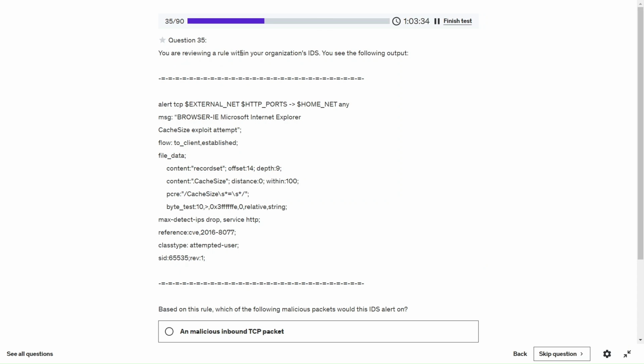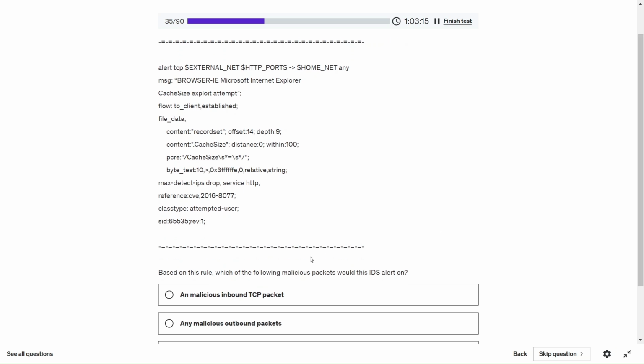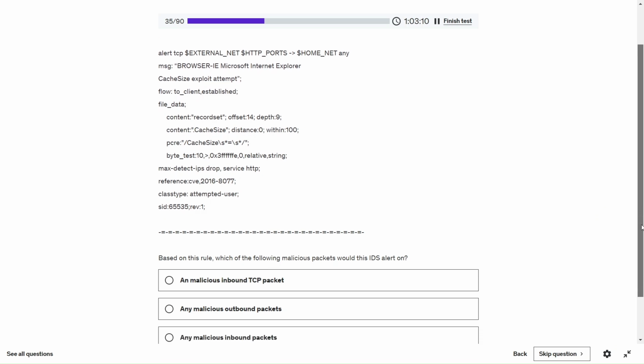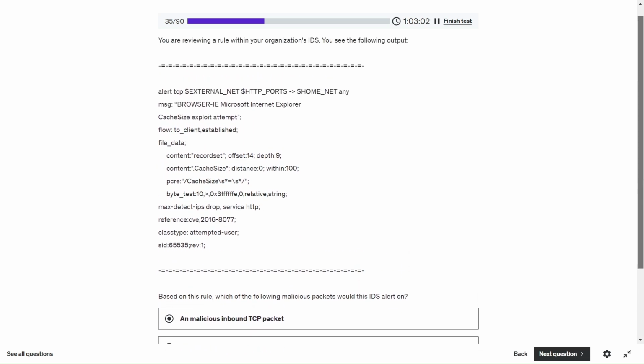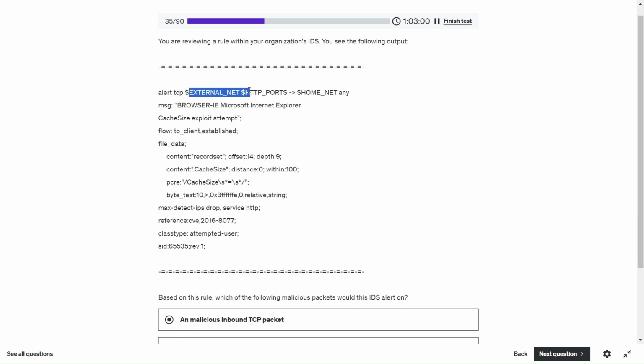You are reviewing a rule within your organization's IDS. You see the following output: alert TCP, external net, HTTP ports, home net, any. Message this, and this. So based on this rule, which of the following malicious packets would the IDS alert on? A malicious inbound TCP packet? Yes, because it's a malicious inbound packet coming from the external side, also using TCP.